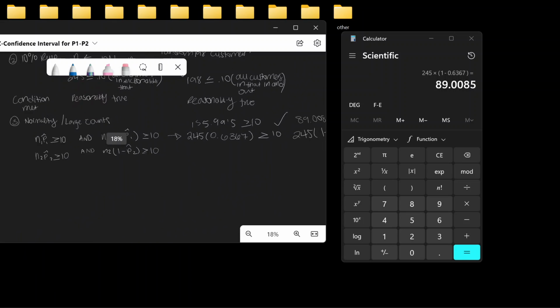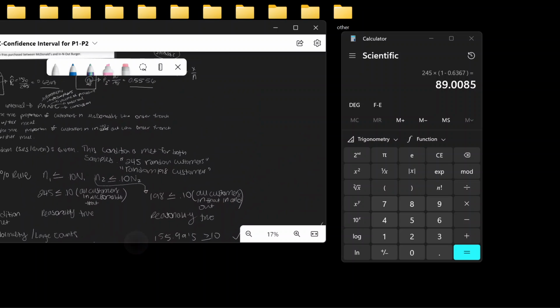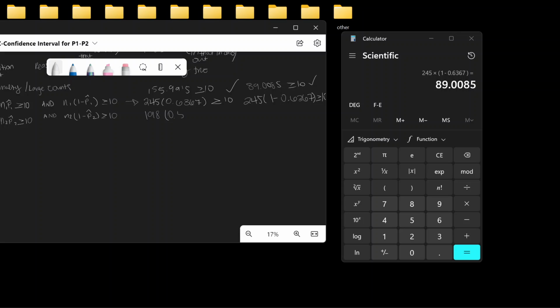Now we have to check the same conditions for the second sample. The sample size for the second sample was 198. And the actual proportion that we calculated was 0.5556. And that has to be greater than or equal to 10. So 0.5556 times 198 is 110.0088, which is greater than or equal to 10. So that condition is met.